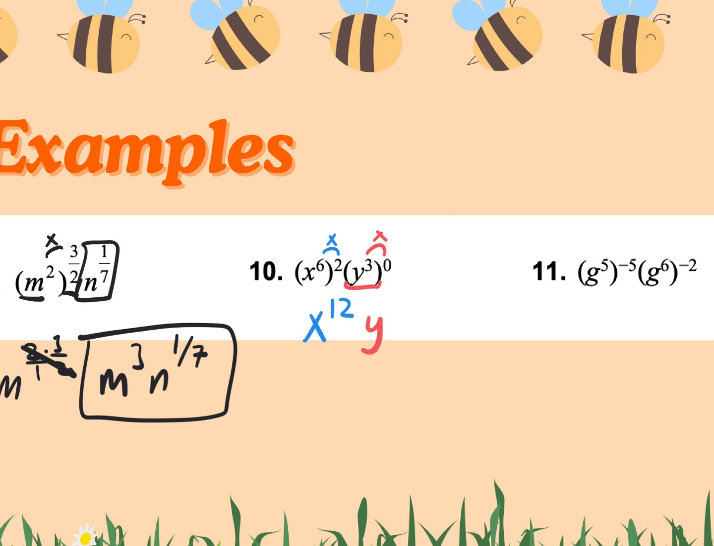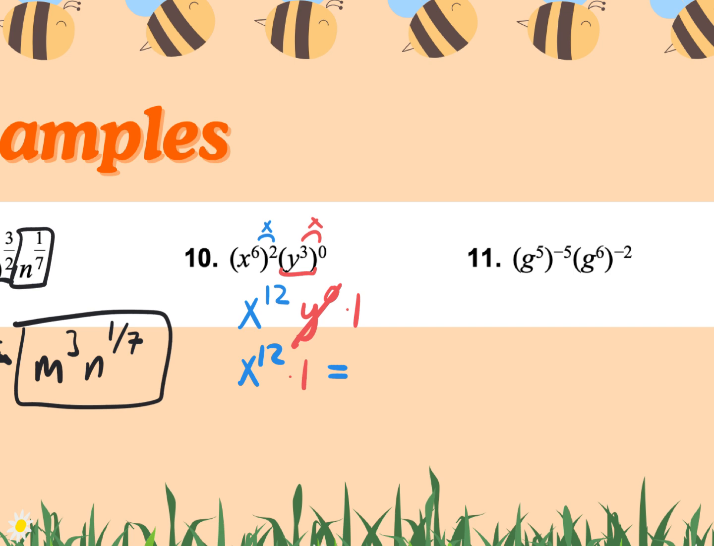So we get x to the 12th times y to the 0, right? 3 times 0 is 0. All right, but then y to the 0, that's just 1, right? So then we get x to the 12th times 1, right? But anything times 1 is itself. So our y goes away completely. It just becomes x to the 12th.